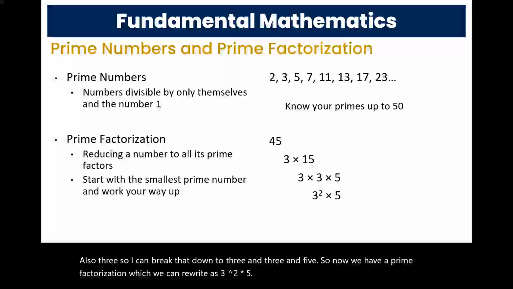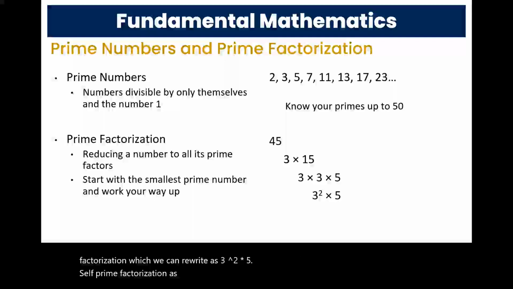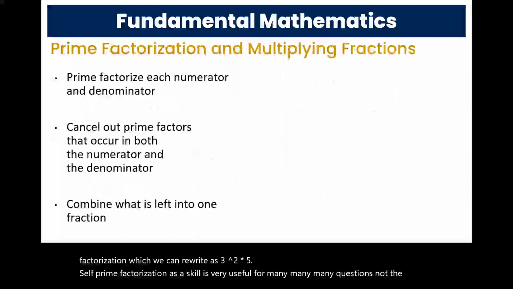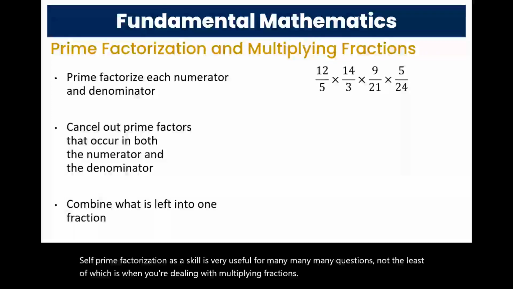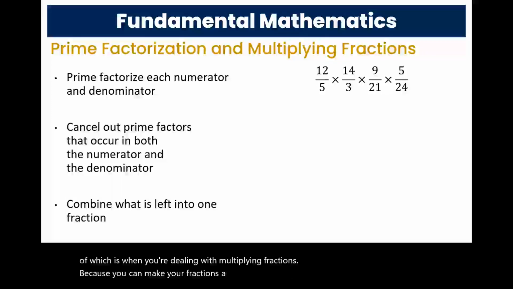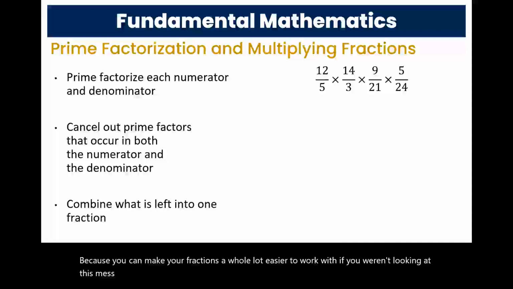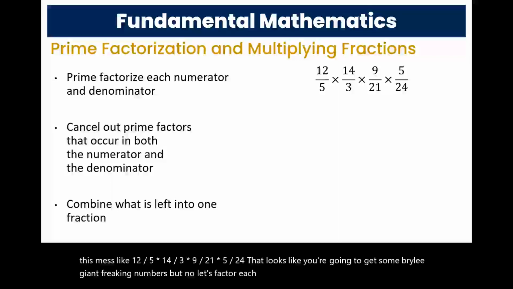Prime factorization as a skill is very useful for many, many questions, not the least of which is when you're dealing with multiplying fractions. Because you can make your fractions a whole lot easier to work with. Look at this mess: 12 over 5 times 14 over 3 times 9 over 21 times 5 over 24. That looks like you're going to get some really giant numbers. But no, let's factor each of the terms into their prime factors.